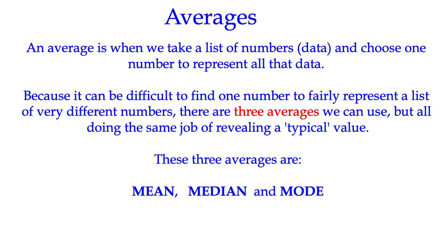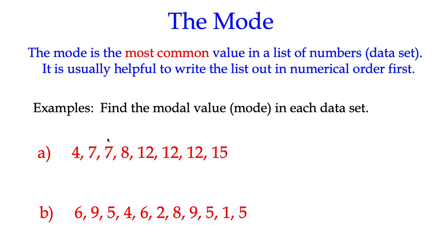We're actually going to start with the last one first because it's the easiest one to think about. The mode is the most common. Think about the fact they both begin with mo. Most common is the mode, and all you need to do is think what number appears the most times. That's it. It's helpful but not essential to make sure that the list of numbers is in numerical order, otherwise you can miss something.